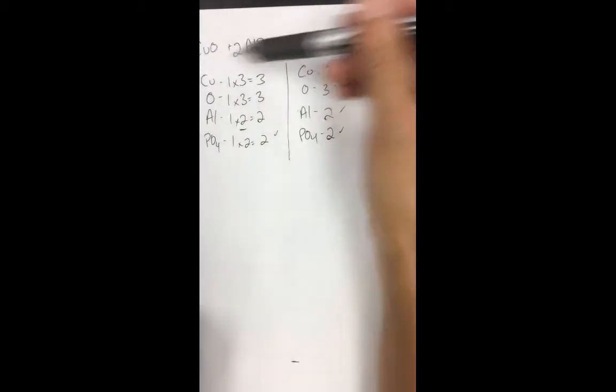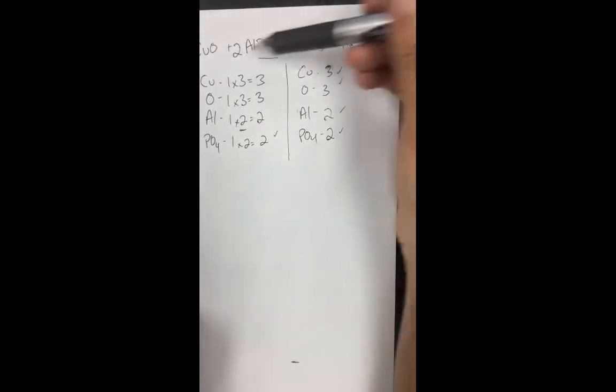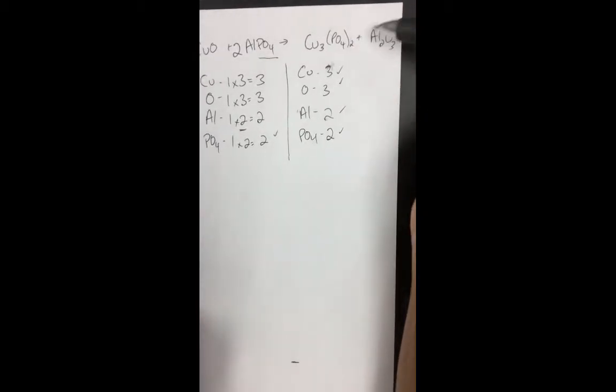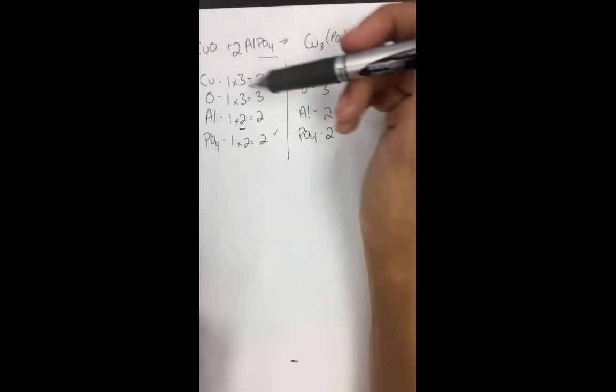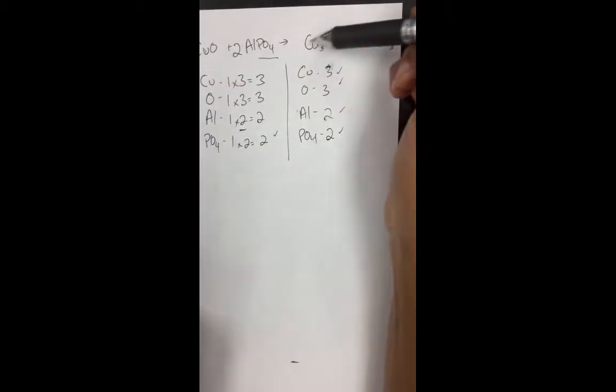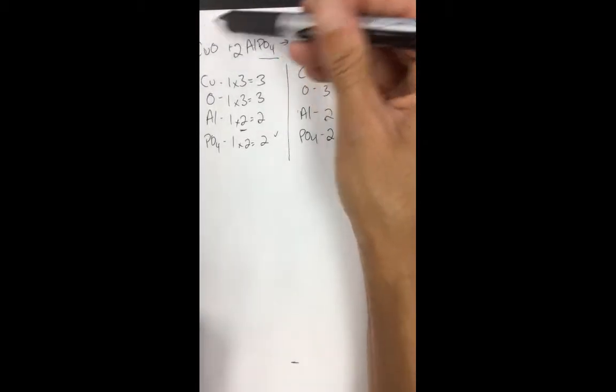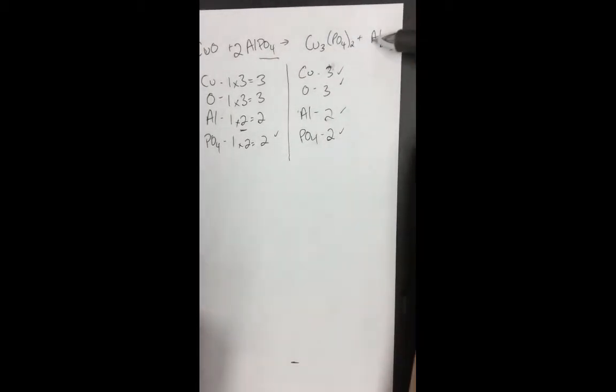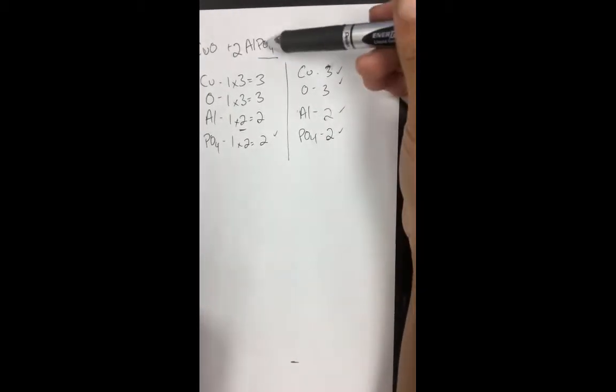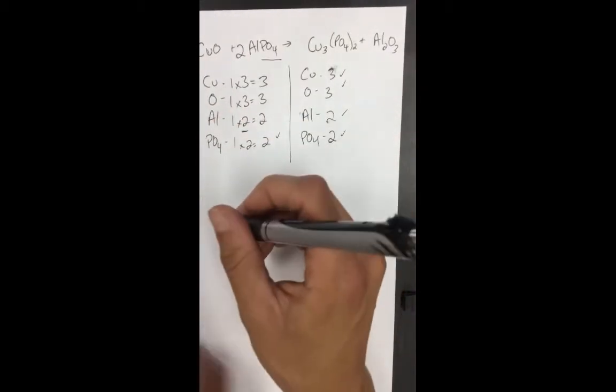Always check at the end to make sure that this equation matches, that the reactants match the same number of each atom of each element on the other side. So here we've got 3 coppers, 3 coppers. Here we've got 3 oxygens, 3 oxygens. 2 aluminums, 2 aluminums, and then 2 phosphates, 2 phosphates. Okay, our very last one.